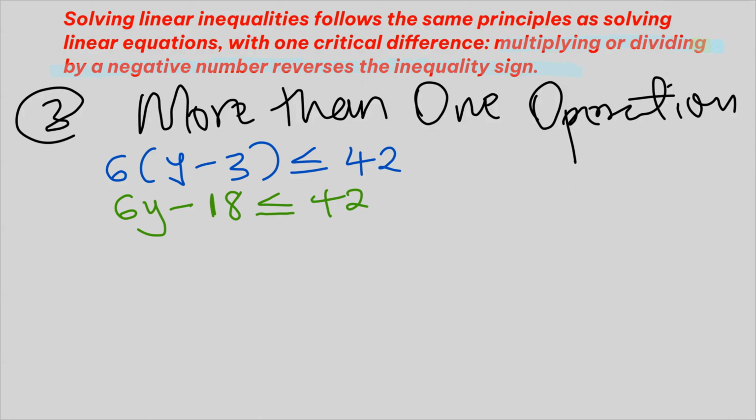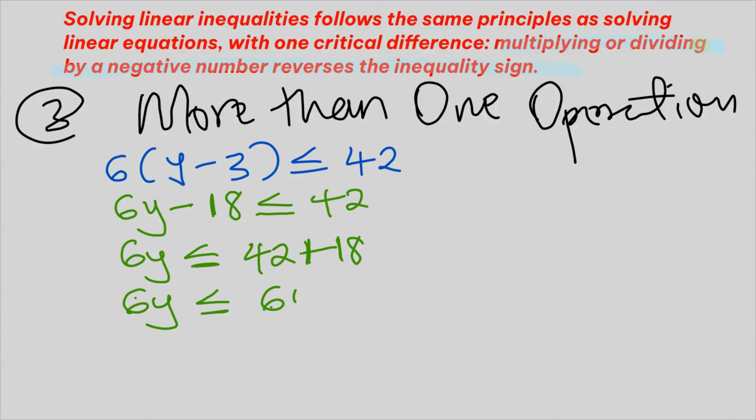We are trying to isolate y, so let's have our 6y here, let's have our inequality sign here, and then we have 42, and then plus 18, because it's also negative. When it comes to the other side, it becomes a positive. Now 42 plus 18 is 60, so we have our 6y here, this is our sign.